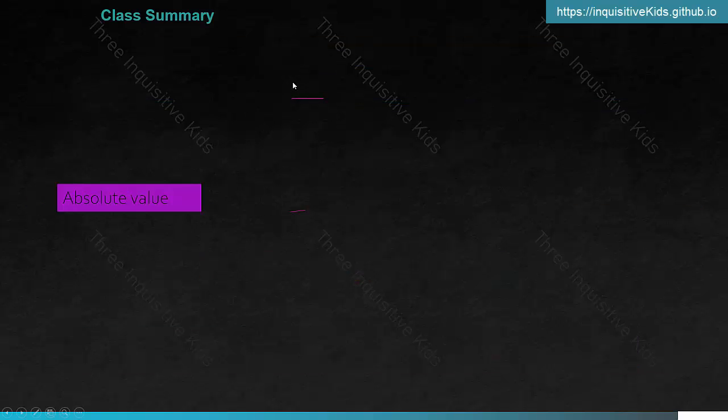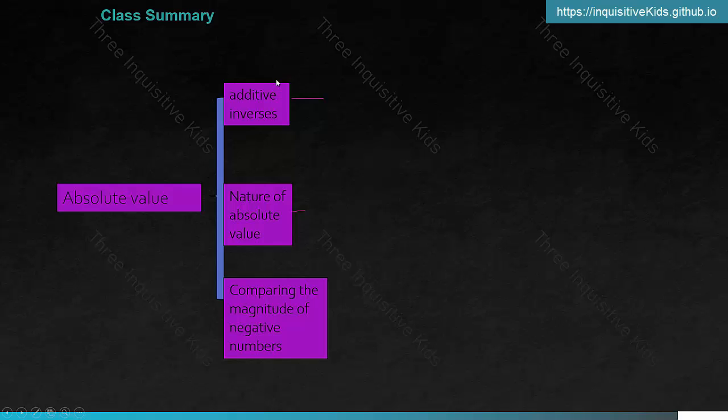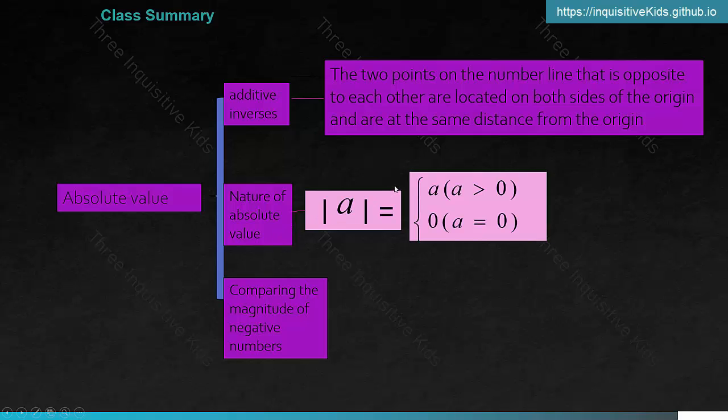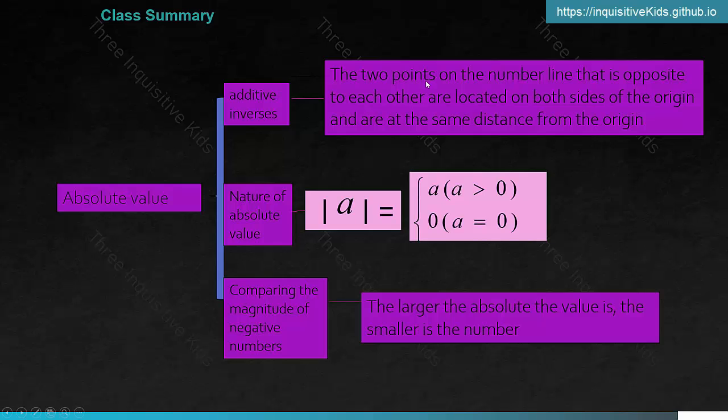Okay, the class summary is additive inverses and the nature of absolute value in comparing the magnitude of negative numbers. Additive inverses are the 2 points on the number line that are opposite to each other, located on both sides of the origin and at the same distance from the origin. The nature of absolute value is that the absolute value of A is either bigger than 0 or equal to 0. The larger the absolute value is, the smaller the number is.